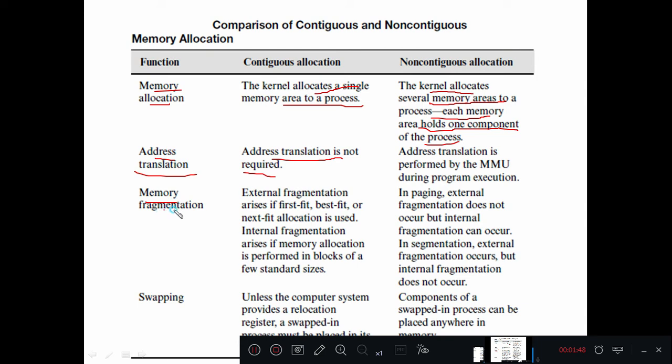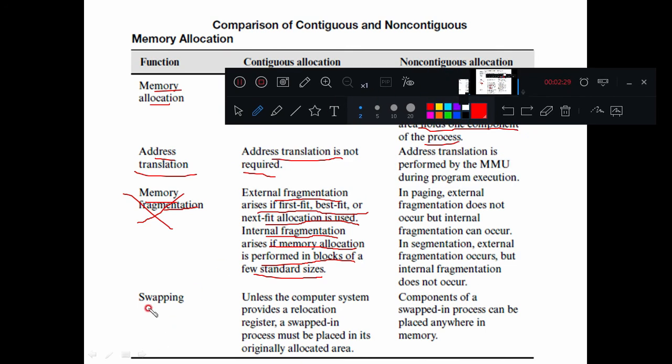So this address translation is required in case of non-contiguous memory allocation. Third one, the memory fragmentation. What do you mean by fragmentation? Dividing the memory into several small spaces is called memory fragmentation. External fragmentation arises if first fit, best fit and next fit allocation is used. This difference you can omit here because this is not in the syllabus, so we did not discuss this fragmentation technique, right? Internal fragmentation arises if memory allocation is performed in blocks of a few standard sizes. And in paging, what is paging, that you will come to know later, right? So for the time being I am skipping this difference, okay?